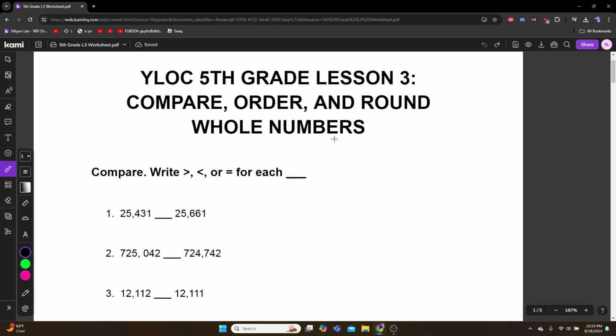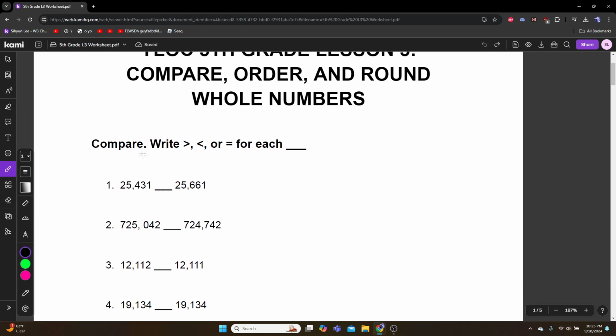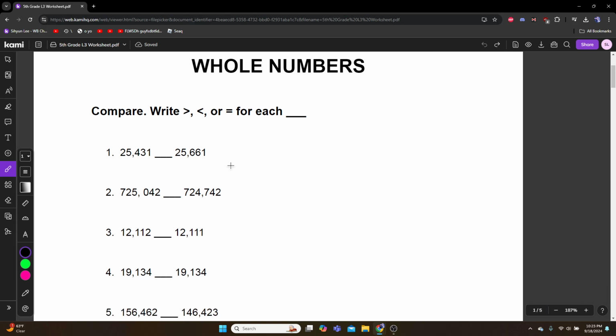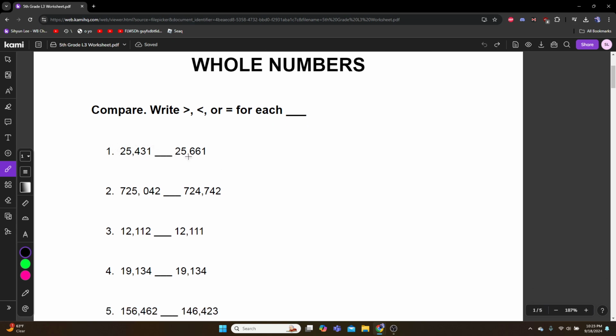Okay, today we're going to be doing 5th grade lesson 3, compare, order, and round whole numbers. Compare, right? Greater than, less than, or equal to for each. For the first question, we can see the front numbers are both the same. These are in the 10,000s, and it's both 25,000, 25,000. Then we look at the next number, and since 6 is greater than 4, we know that 25,431 is less than 25,661. So less than. Next question.